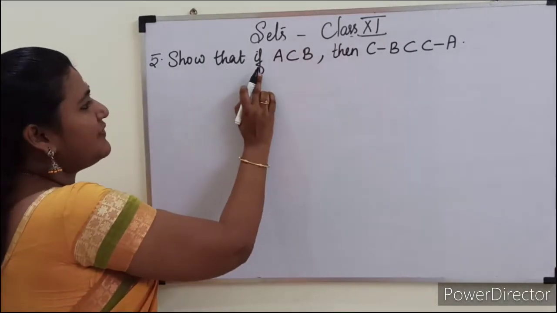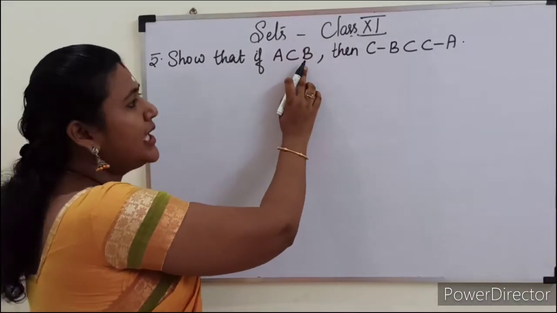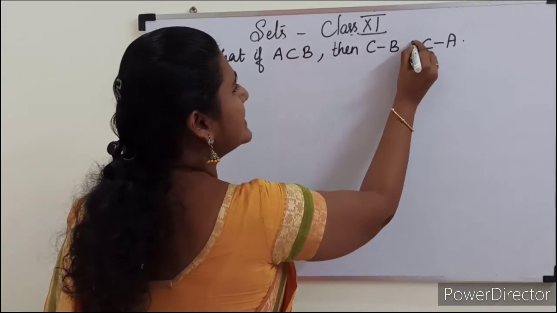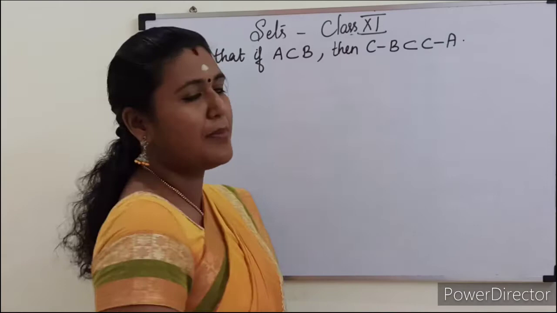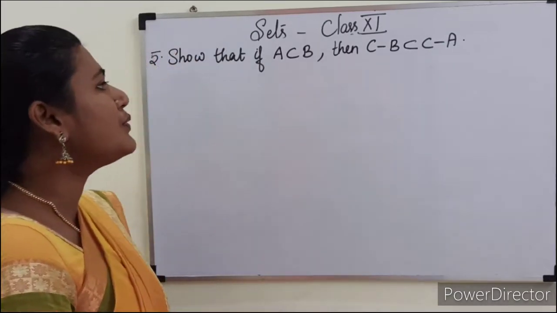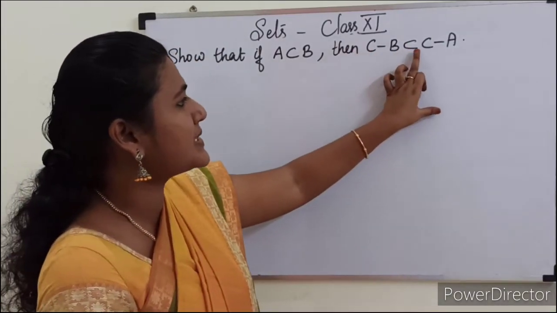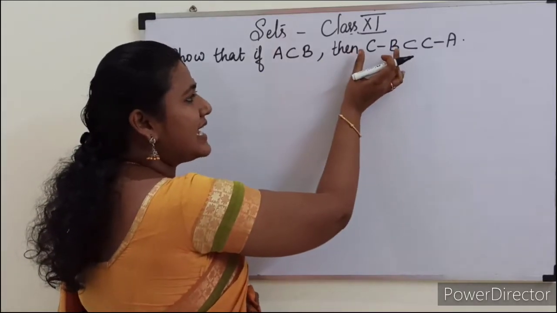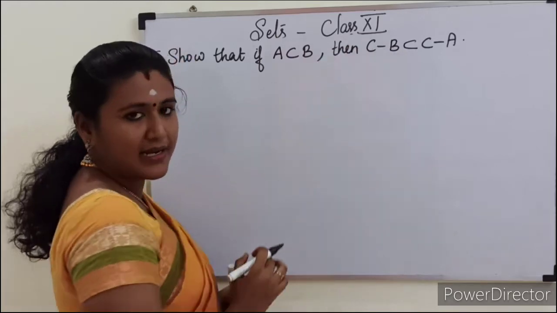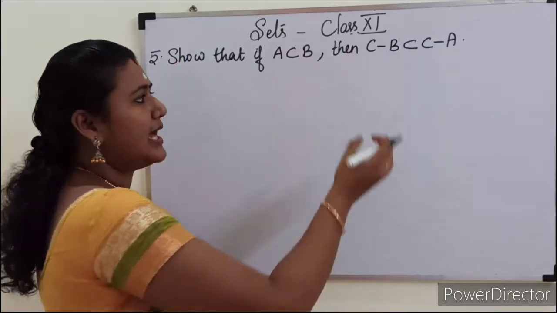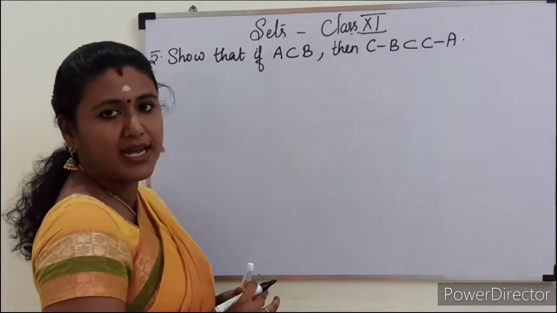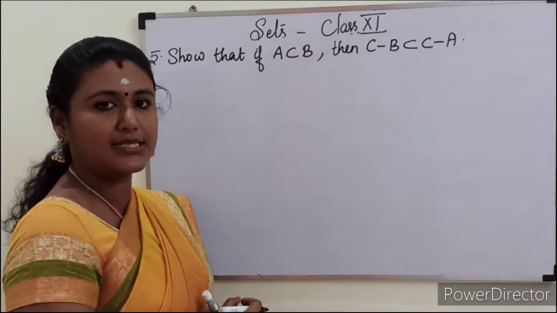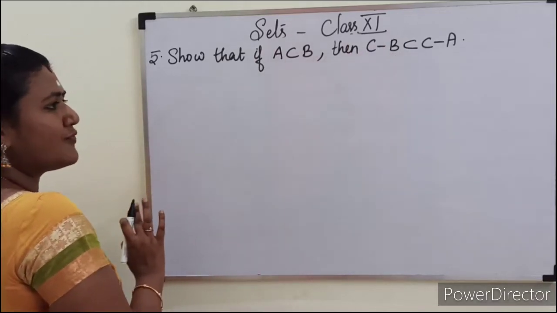Now the fifth question. Show that if A is a subset of B, then C minus B is a subset of C minus A. So we have to prove that C minus B is a subset of C minus A. For that, first we will take an arbitrary element in C minus B, and we have to show that the element belongs to C minus A also. Then we can say that the first set is a subset of the second one.